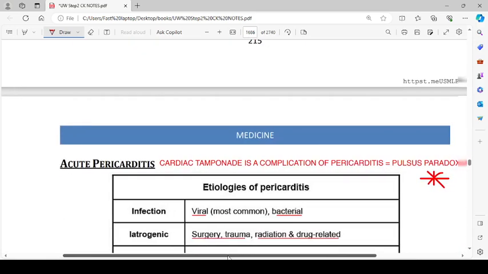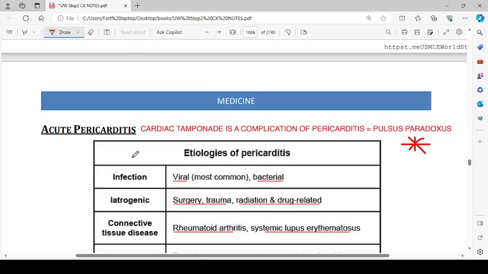Then we have acute pericarditis. Acute pericarditis means inflammation of the pericardium that is lining the heart, right? Now, cardiac tamponade is a complication of pericarditis, right? Suppose this is the heart and it is encased in the pericardium. If it is inflamed, there can be accumulation of fibrinous material inside the pericardium, and that will lead to obstruction of the heart from outside, and that can lead to cardiac tamponade.